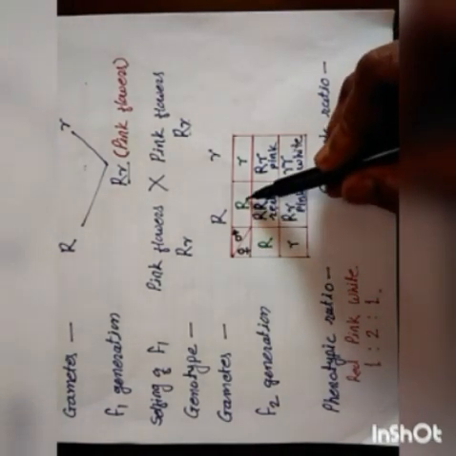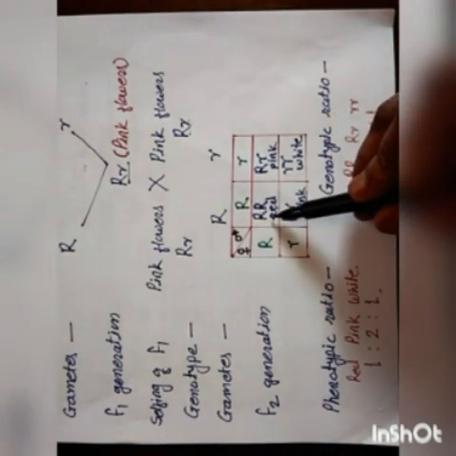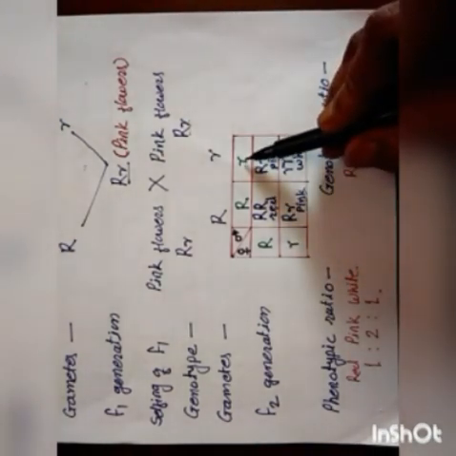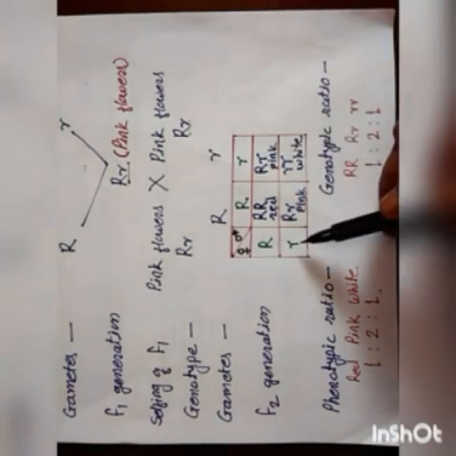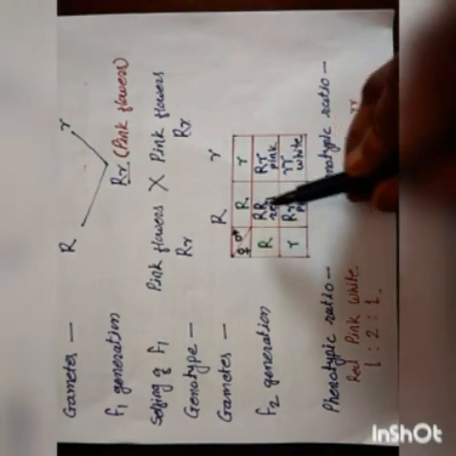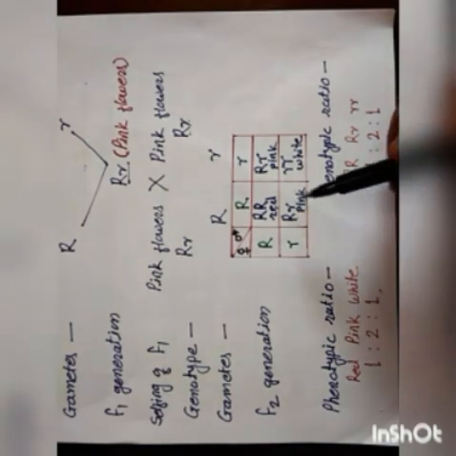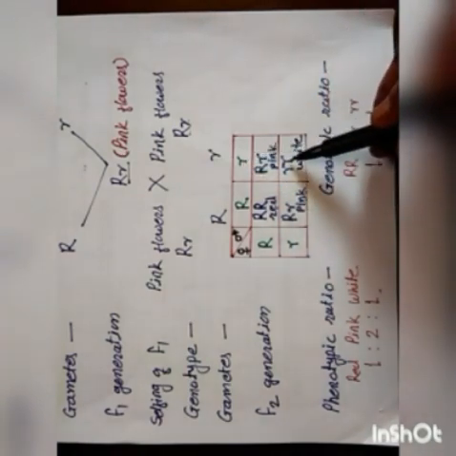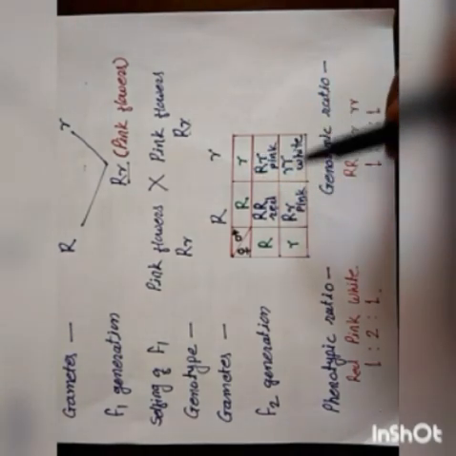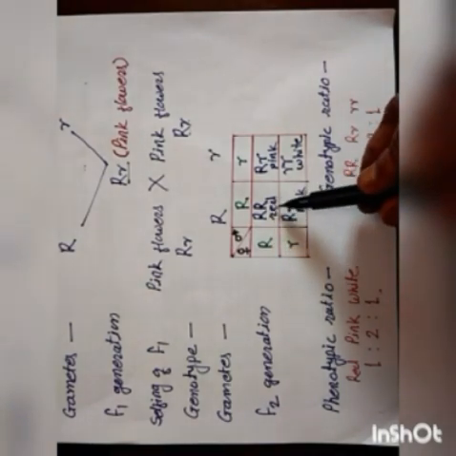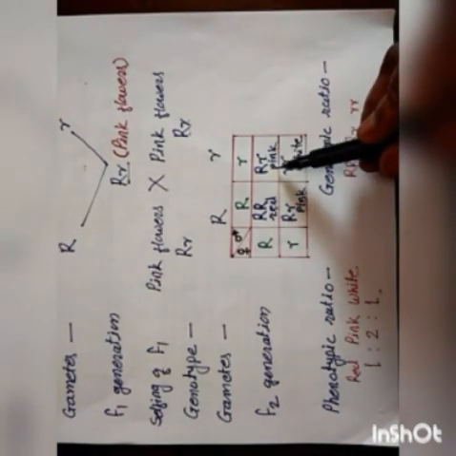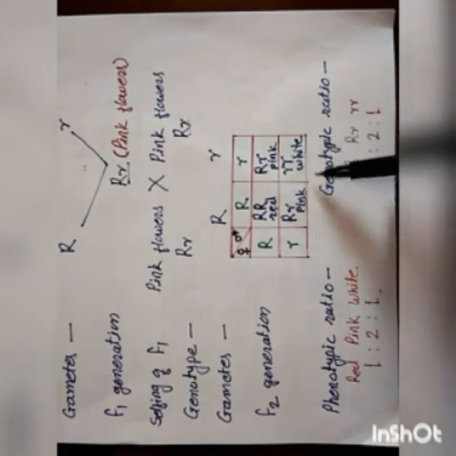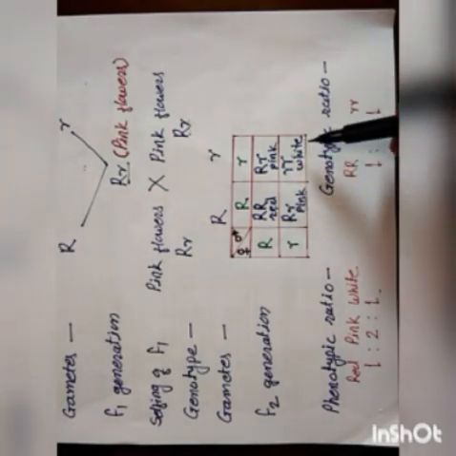When this capital R unites with this capital R, the progeny with capital R, capital R is produced. This capital R unites with this small r, capital R, small r. Then this small r with capital R, small r progeny is formed. Then this small r unites with this small r, the small r, small r progeny is formed. This is the capital R progeny, meaning red. This is capital R, small r, meaning pink. This capital R, small r means pink, and this small r, small r means the white flower progeny.